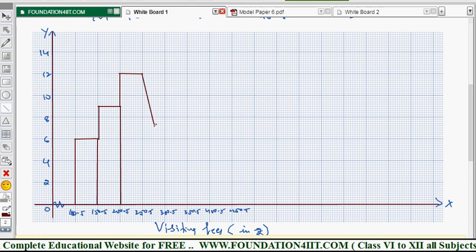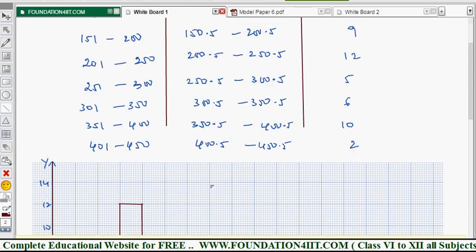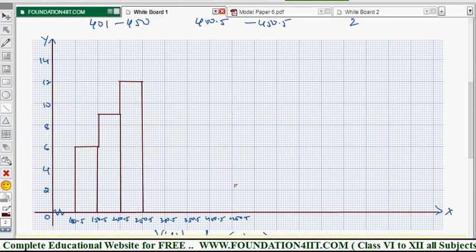So from the question, just draw the bar. After 12, then 5, 6, 10, 2. Till 5, 6, then 10, till 10 you take, and 2. So drawing the histogram is very simple.